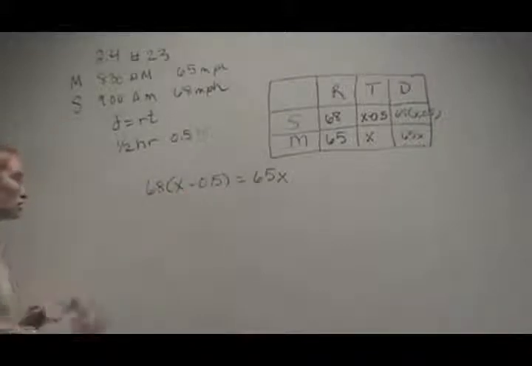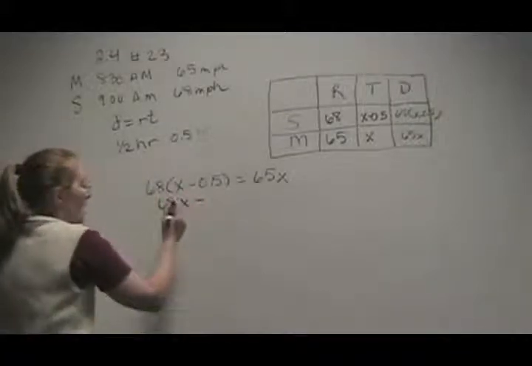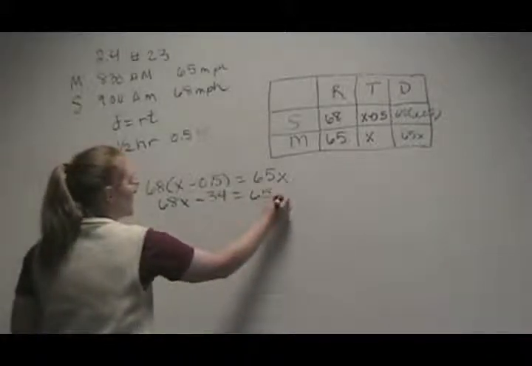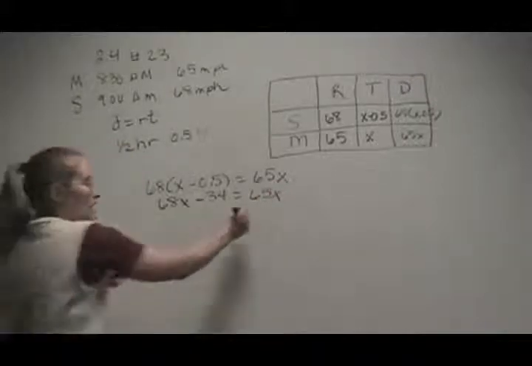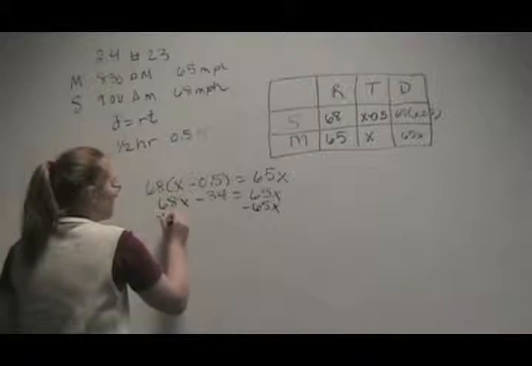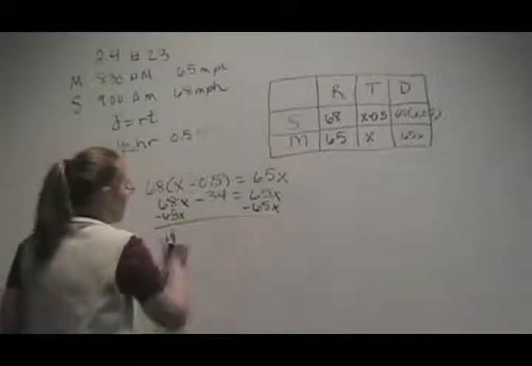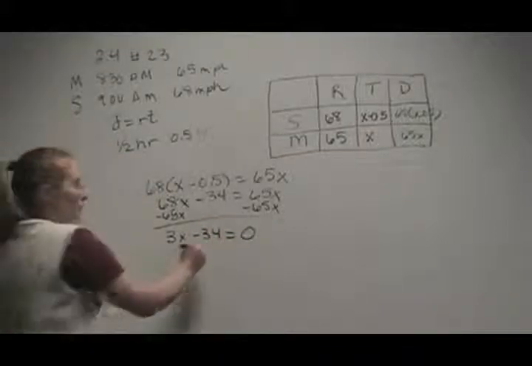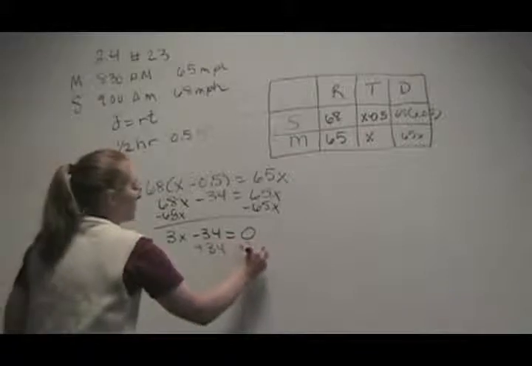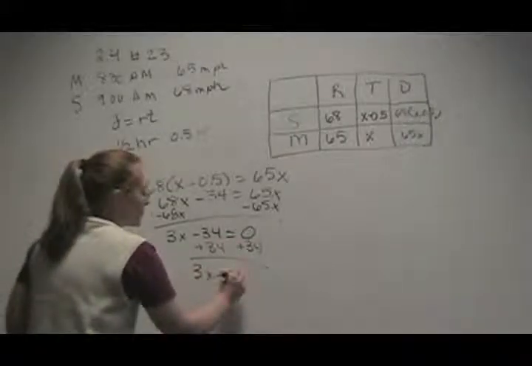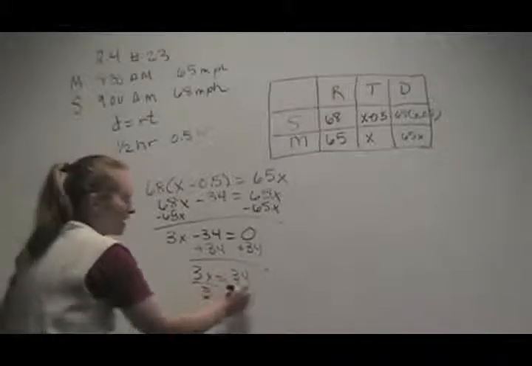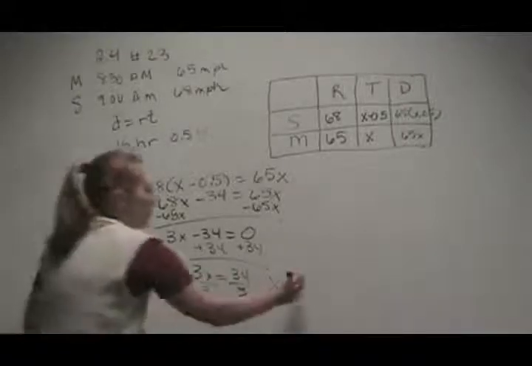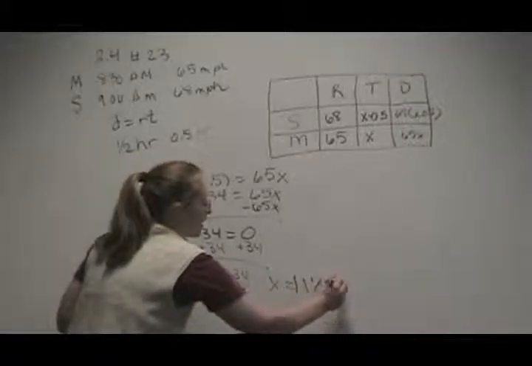On this side, we're going to start by distributing. Half of 68 is 34. Now, I want to get the x's on the same side, so I'm going to move this 65x over: 68x minus 34 equals 65x. This side is 0 right now, but I want the x alone, so I'm going to move the 34. So I've got 3x equals 34. To get the x alone, I'm going to divide by that 3. x equals 34 thirds, or 11 1/3 hours.